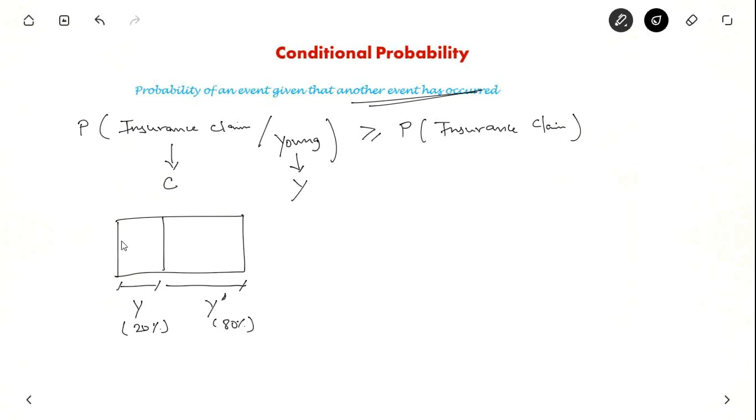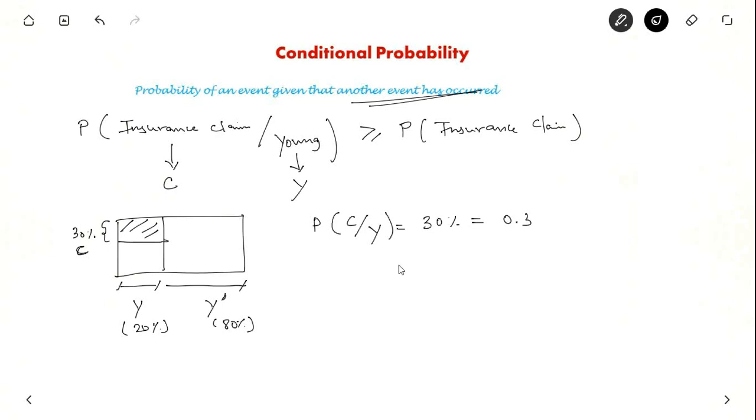When we say that young drivers make about 30% of accidents, they claim about 30% of the insurance. So this is denoted as a conditional probability: the probability of C, that is insurance claim, given that he is a young driver, is 30%, which is nothing but 0.3. This is how conditional probability is represented.